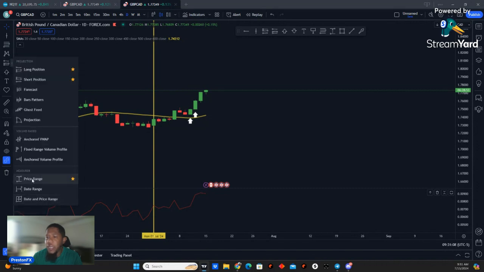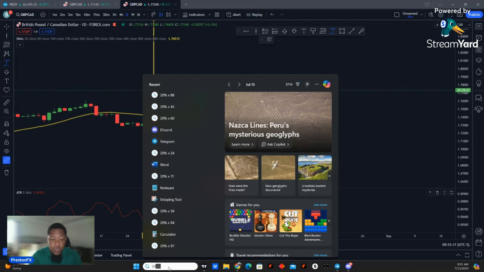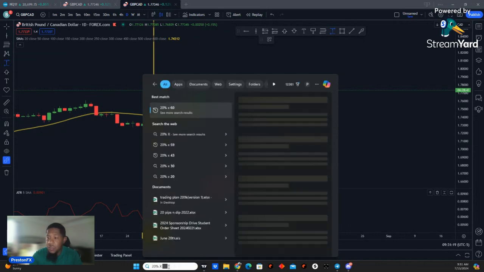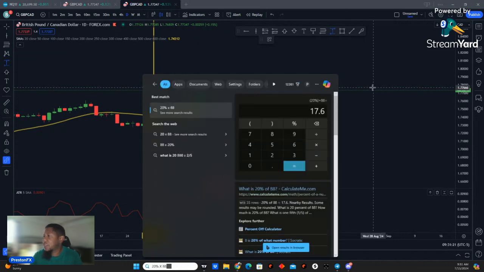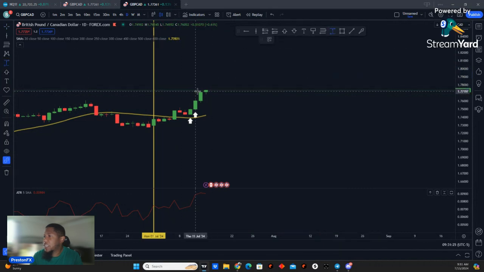All right, price range tool right here. Go to measure, click up here, the price range tool. What did it say? We did 18, right? Let's do that again. I'm sorry. 20% times 88. Okay, 17. Oops. All right, look at 17 right here.